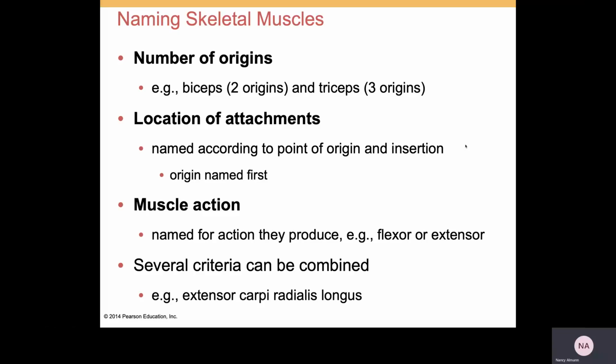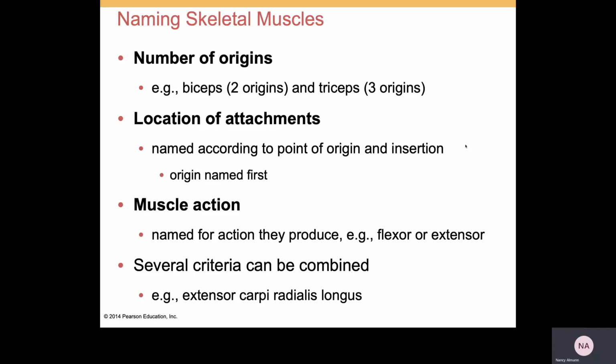The location of attachments will also provide a great criteria for naming muscles. So brachioradialis, because that is named for the point of origin as well as the point of insertion. The origin is generally named first. Again, brachioradialis.